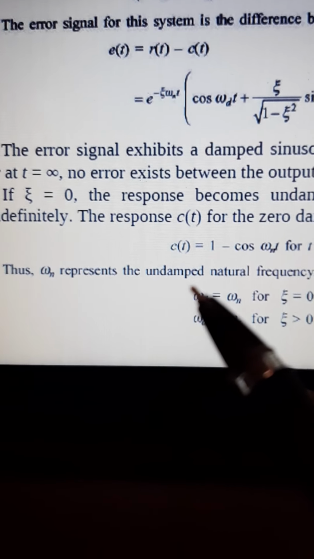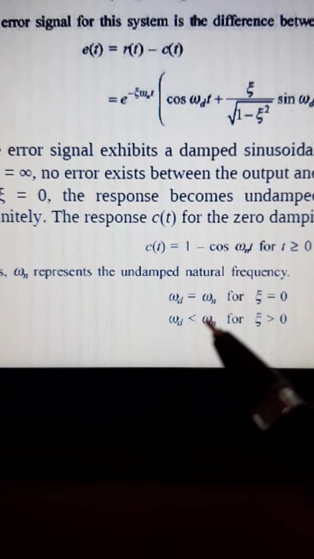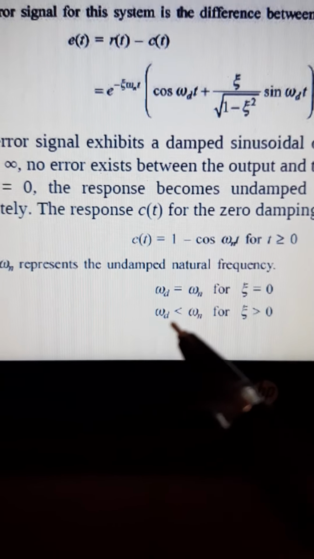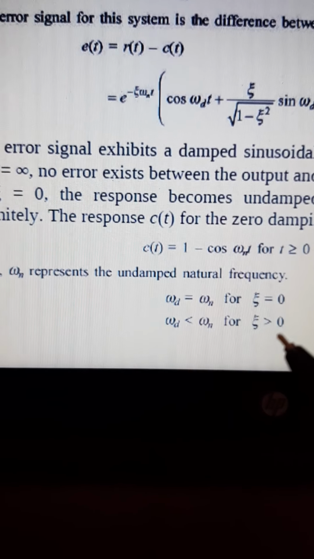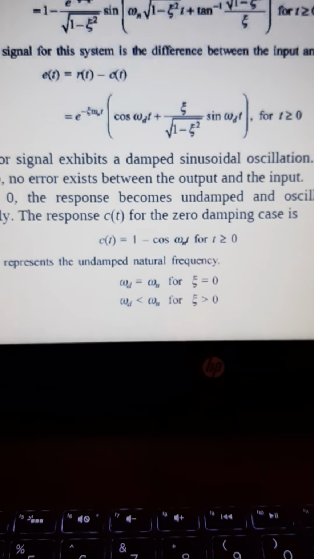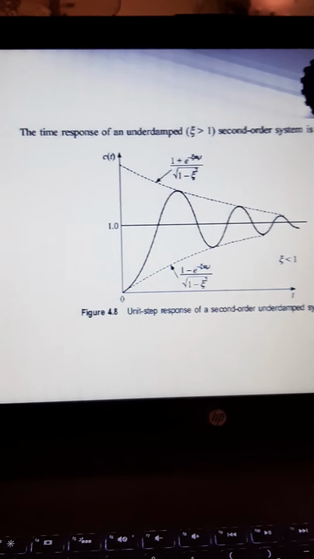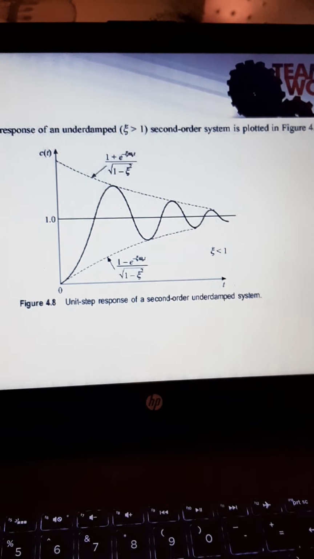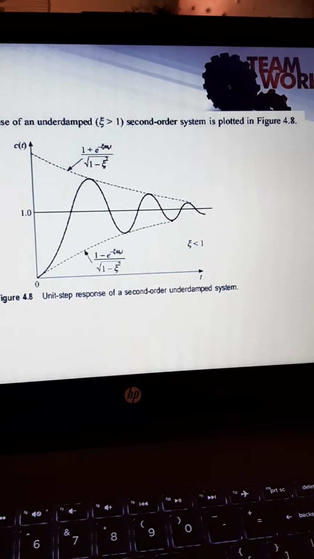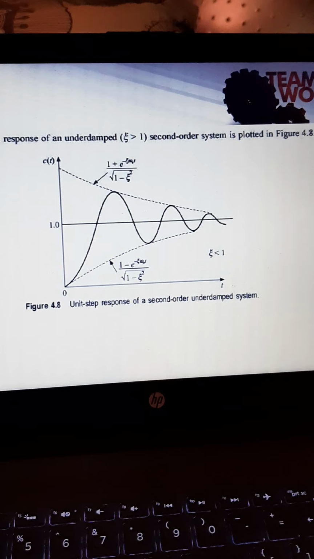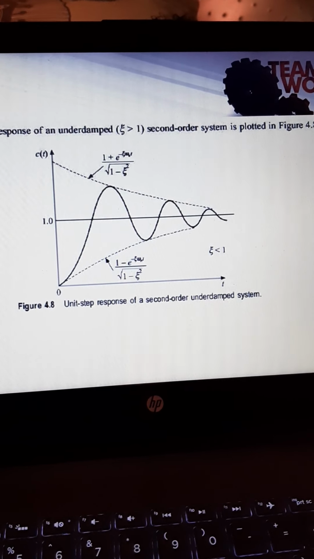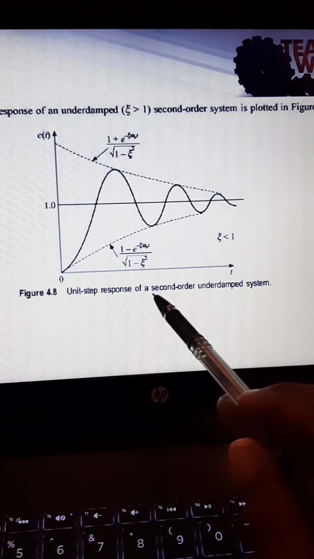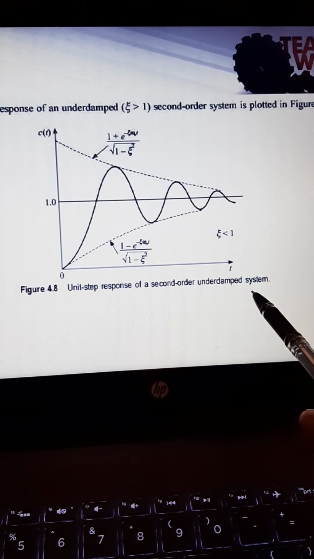Thus omega n represents the undamped natural frequency. Omega d is equal to omega n for xi equal to 0, and omega d is less than omega n for xi greater than 0. So the time response of an underdamped second order system, for xi less than 1, is plotted. This is the unit step response of a second order underdamped system.